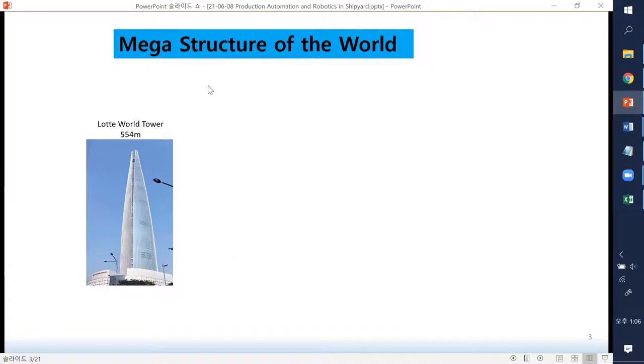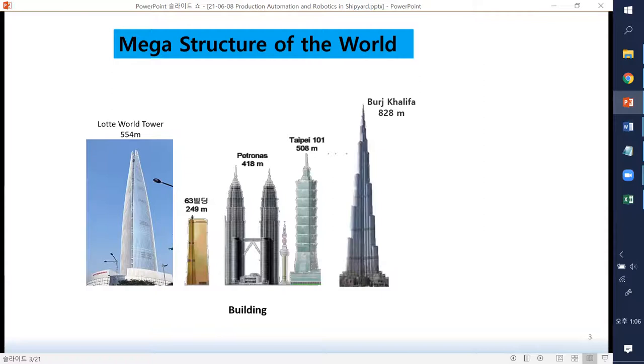And the structure, the size, I already mentioned before, but here is a nice picture of Lotte World Tower in Seoul. Probably this is the tallest building in South Korea now, with a height of 500 and more meters. And there are other big buildings in Seoul. The Yuksan building was the number one building for a long time until Lotte World Tower was built. The other countries have Petronas in Malaysia, Taipei, and Burj Khalifa in the UAE or somewhere in the Middle East, which is probably the tallest one at this moment, at more than 800 meters.